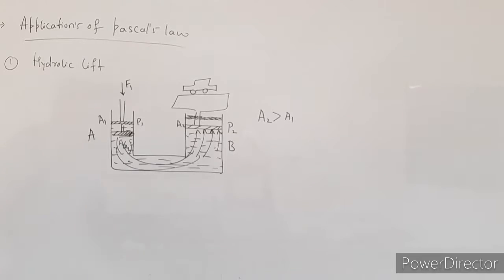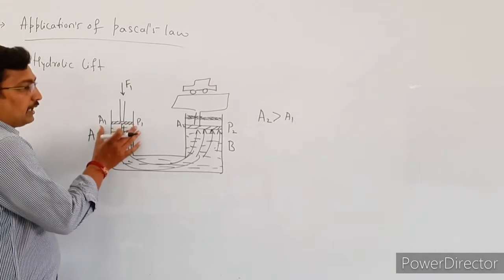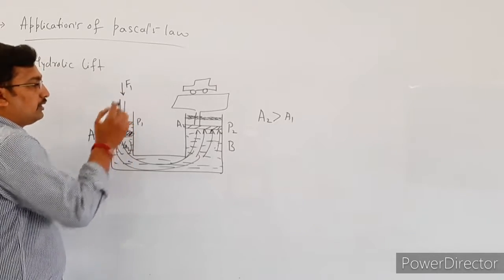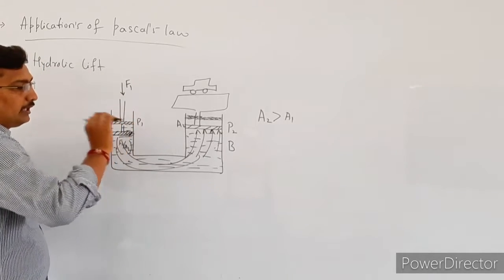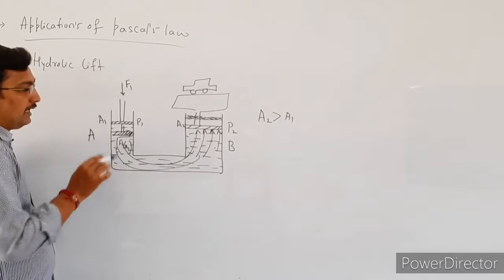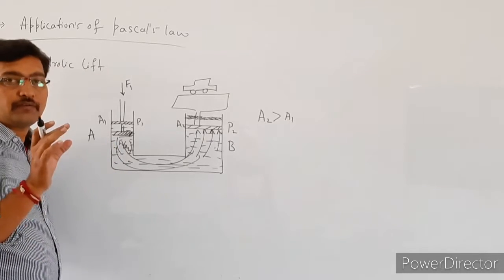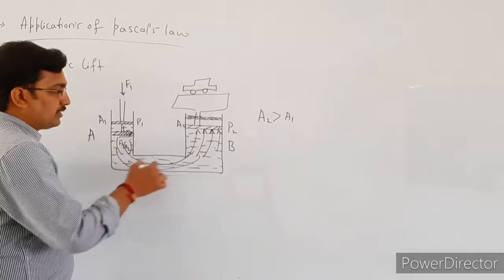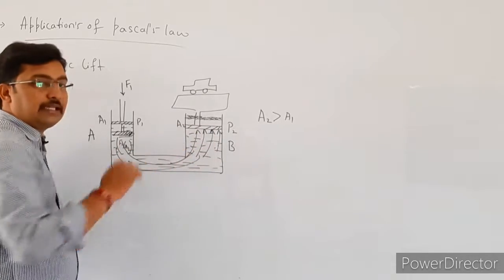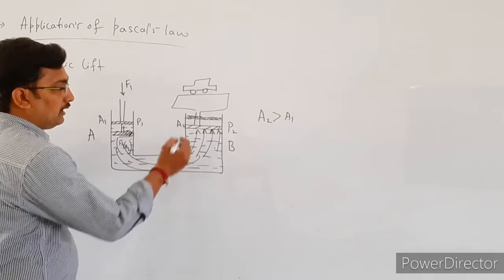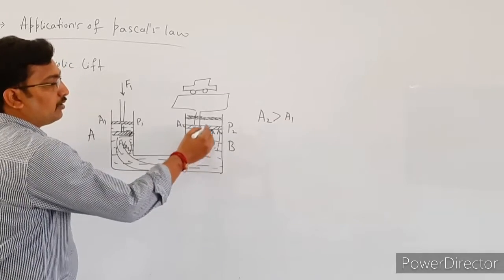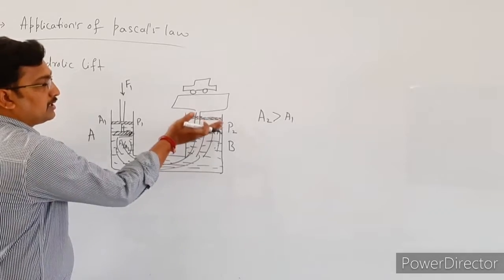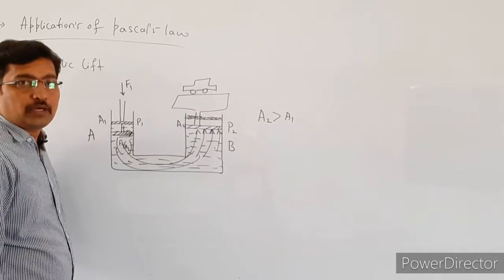Okay, see here, in this case, we are applying a small force F1 on the piston P1. Due to this force, this piston moves in a downward direction. In that case, this piston exerts some pressure on the fluid. That pressure is distributed uniformly in all directions. After that, this fluid exerts some pressure on the piston P2. Due to that pressure, this piston moves outward.